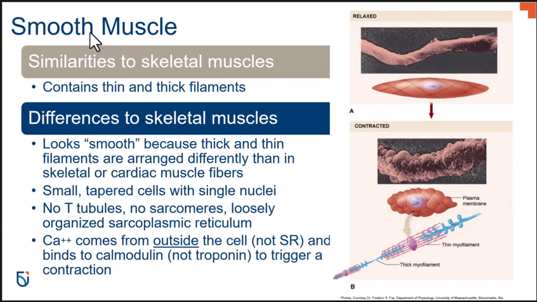But smooth muscle cells are different in that their calcium is going to be coming from outside the cell instead of inside the cell from that sarcoplasmic reticulum. It's going to come from outside the cell, and it's going to bind to calmodulin in order to trigger a contraction. And you can see in this image the appearance of a smooth muscle cell, also known as a muscle fiber, in its relaxed state versus its contracted state.